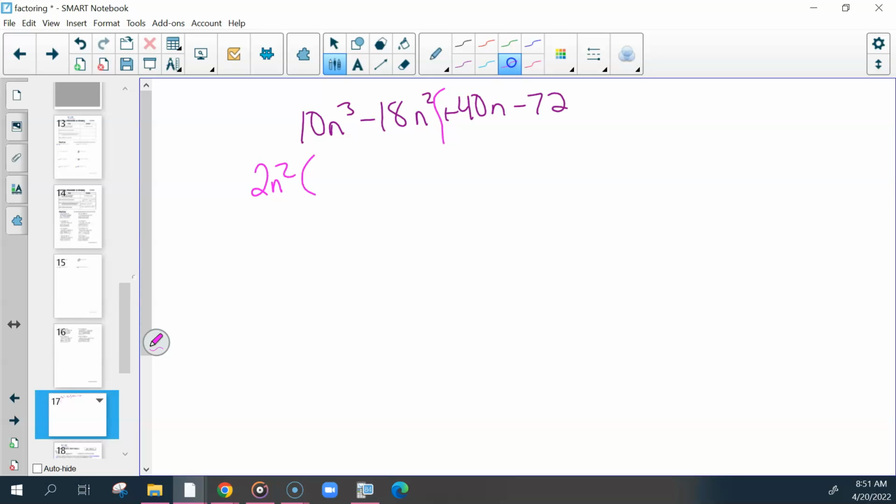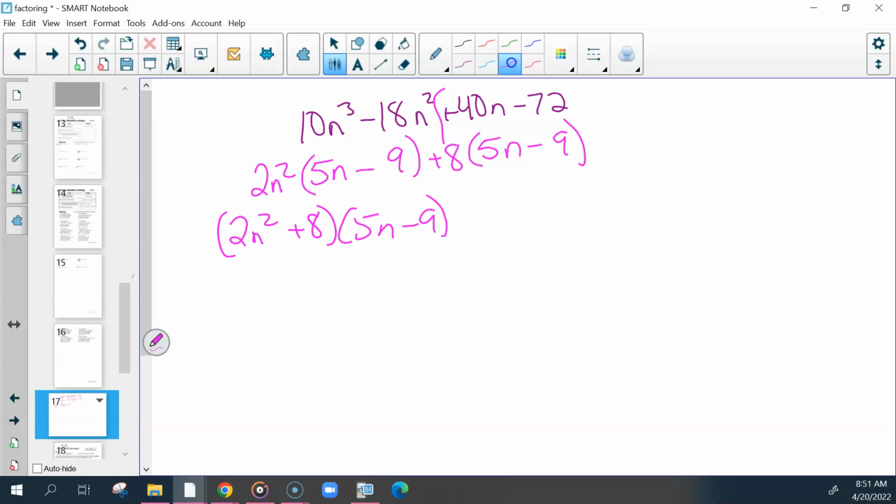We divide out 2n squared, what's left? Minus 9. What do the last two have in common? I was saying just a number, and I think it is 8. We divide out 8, what's left? N. 9. So then our factors, we have 2n squared plus 8 and 5n minus 9.